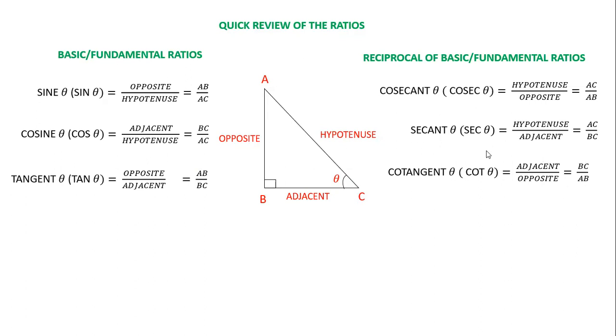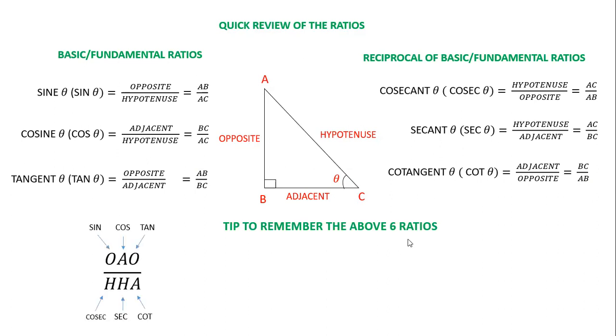So these are the reciprocal ratios, and these are the fundamental basic ratios. Totally, these 3 plus 3, we have got 6 ratios in all. Now, we need to remember these. So how do you remember? Here is a tip to remember the above 6 ratios. Say this.